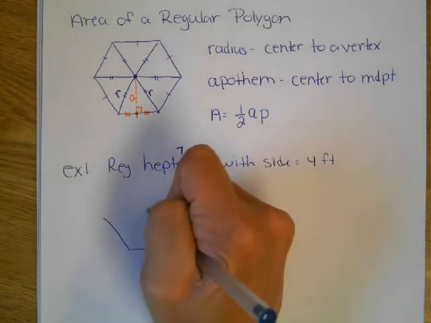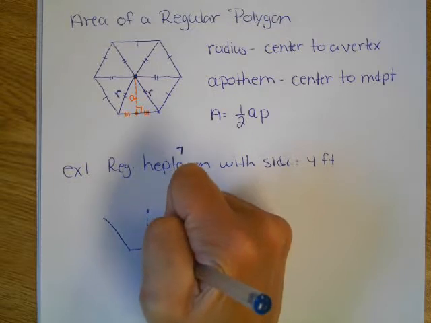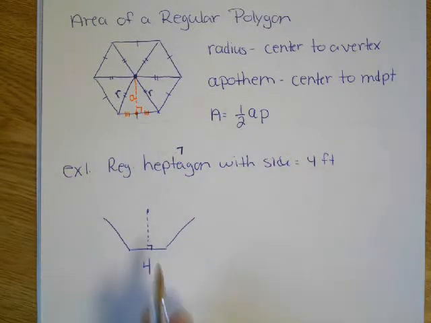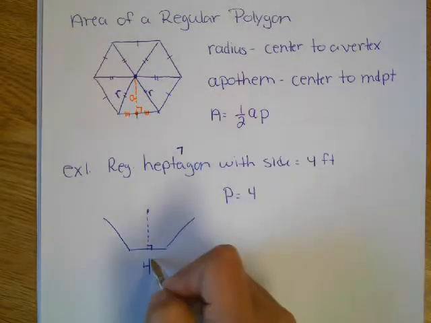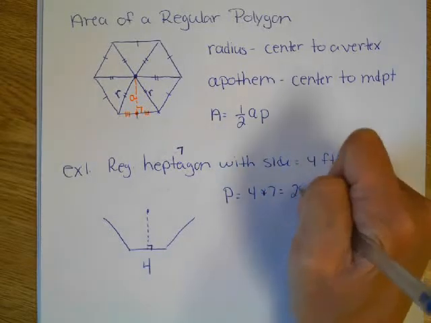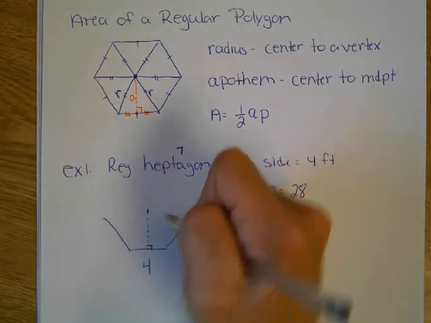I need to know the apothem and the perimeter in order for me to get area. Well, perimeter is not a problem. The perimeter, I got a side length of 4, and I know I've got 7 sides. So the perimeter is 28. The apothem is going to be a little bit of work.